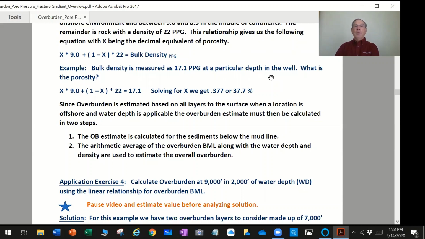Now, since overburden is estimated based on all layers to the surface, when a location is offshore and water depth is applicable, the overburden estimate must be calculated in 2 steps. The first step is you calculate the overburden estimate for the sediments below the mud line, using the equation we've already talked about, the Traugott equation, or either using my linear relationships for calculating below the mud line. And then the arithmetic average for step 2 of the overburden below the mud line, along with the water depth and density, are used to estimate the overall overburden at a depth.